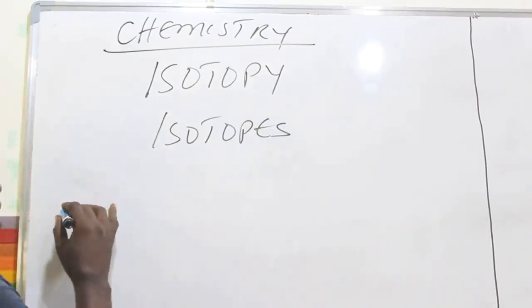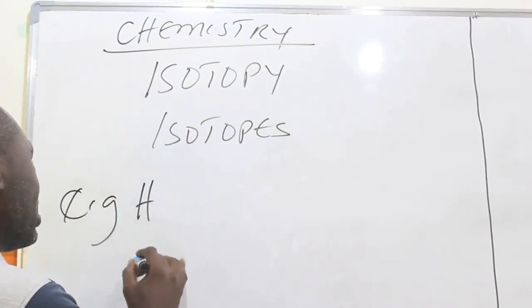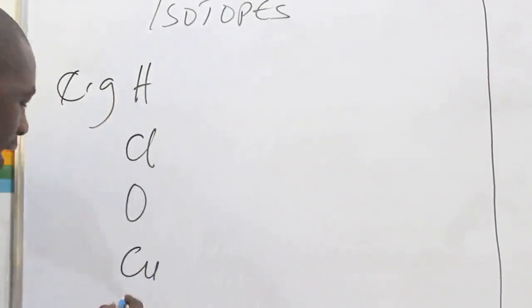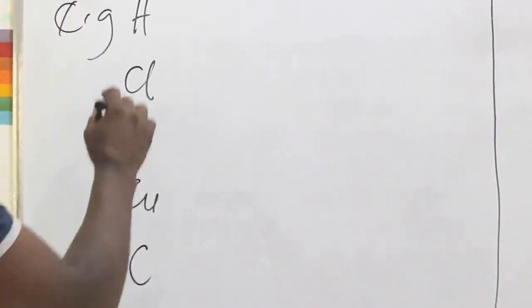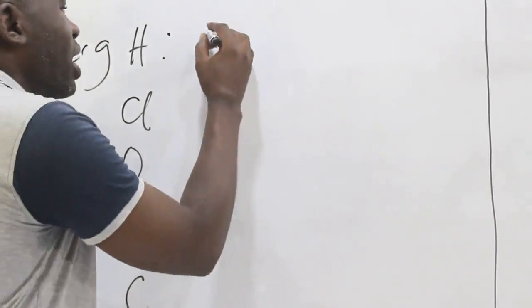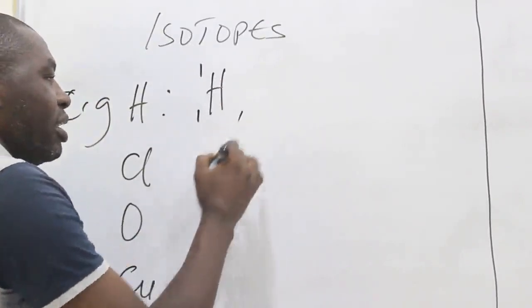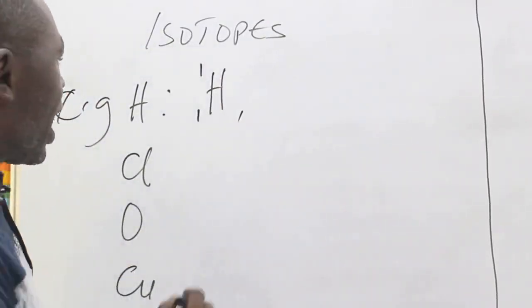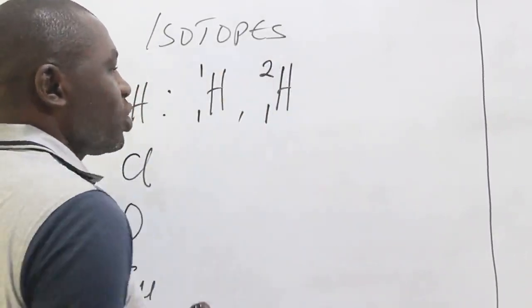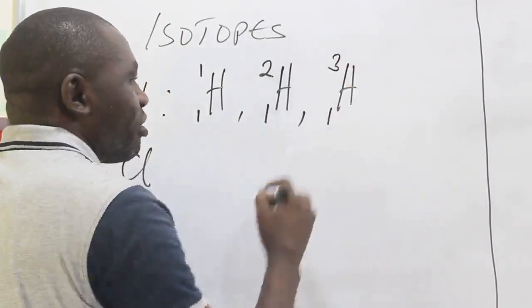Examples of elements that exhibit isotopy are hydrogen, chlorine, oxygen, copper, carbon, and the rest of them. When we take hydrogen, for example, hydrogen has three isotopes. The first one we call protium. It has atomic number 1, mass number 1. The second isotope of hydrogen is deuterium. It still has atomic number 1, but mass number 2. Then the third one is tritium, with atomic number 1 and mass number 3.